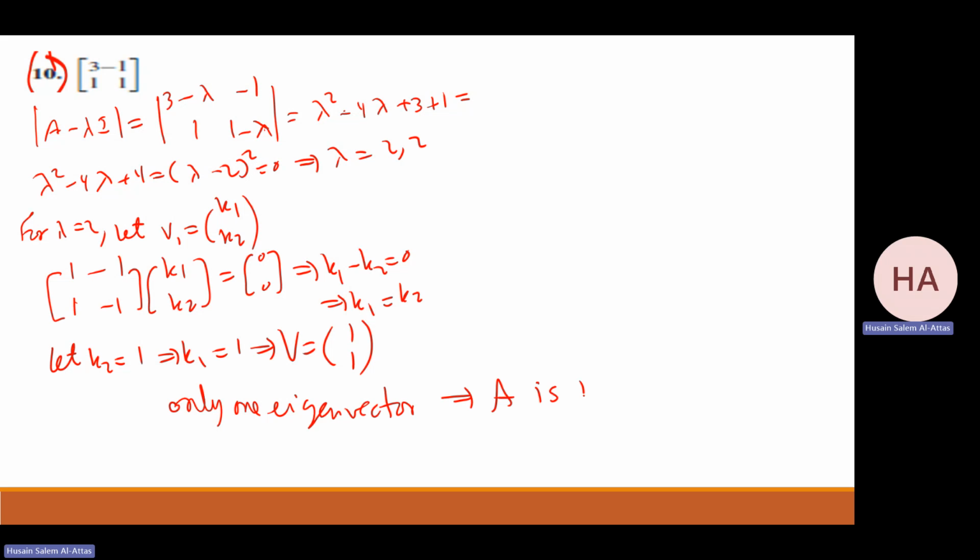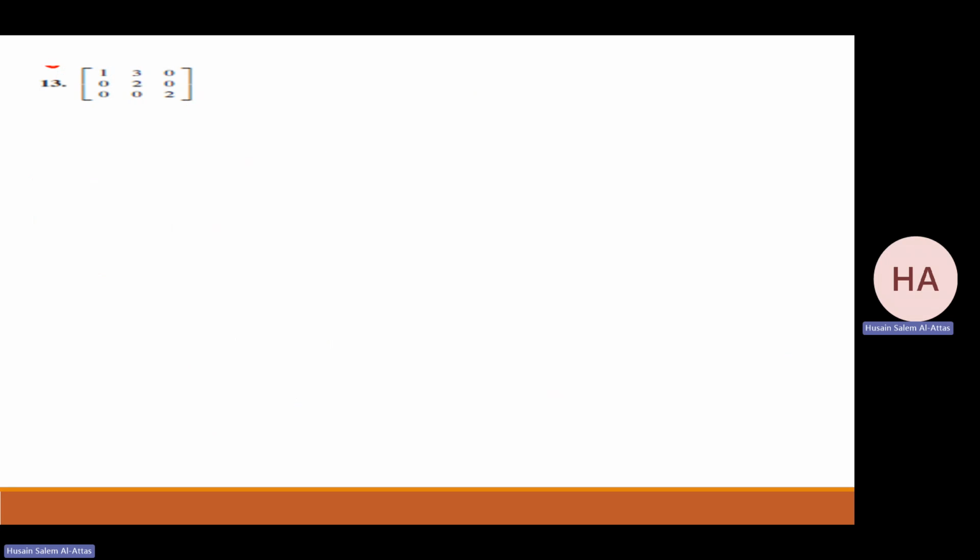So A is not diagonalizable. Okay. Now we'll go to 3 by 3. Now the calculation becomes a little bit complicated. Let me see what will happen.